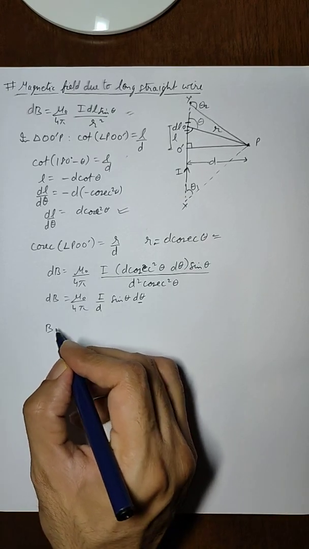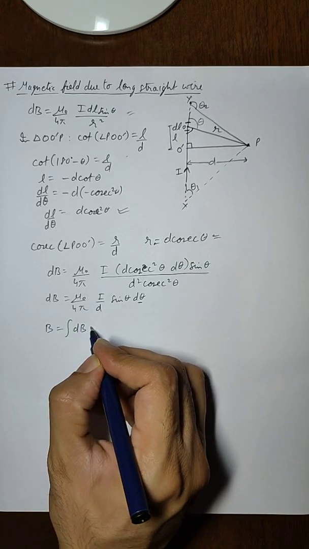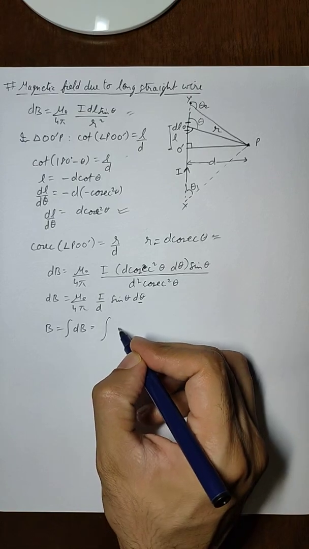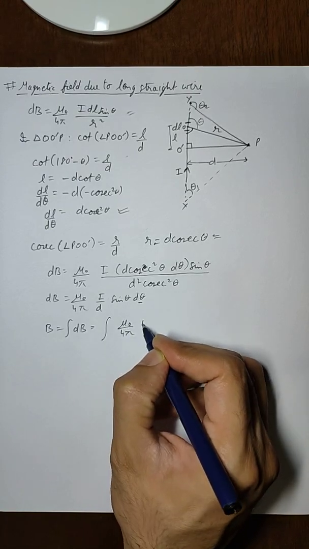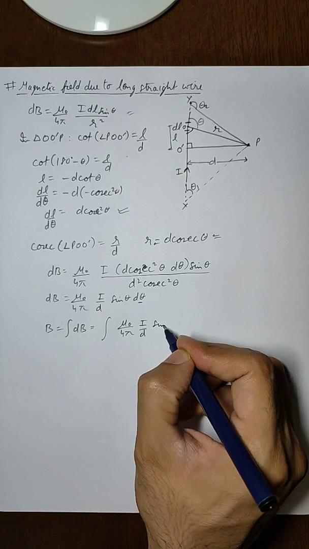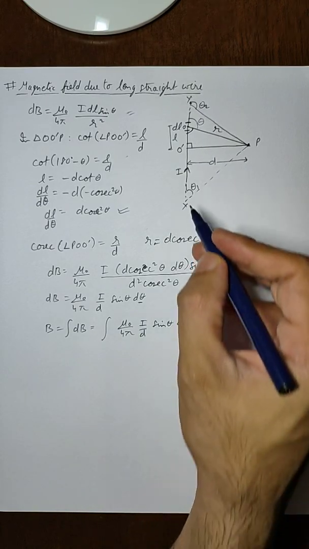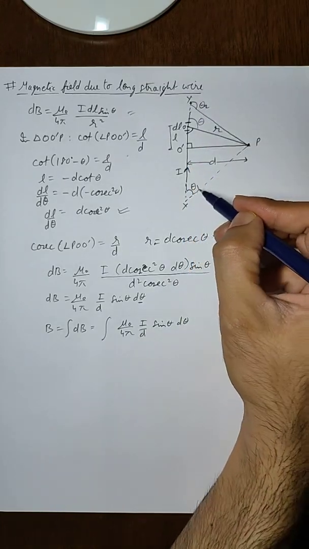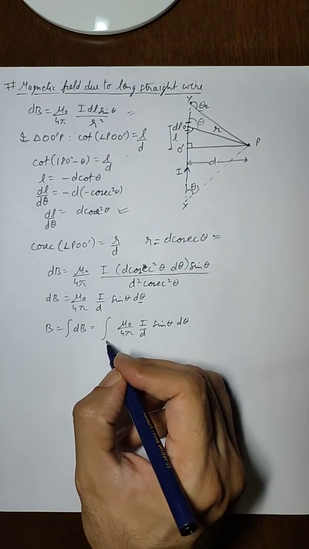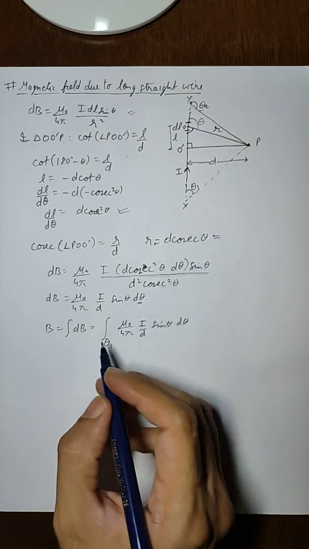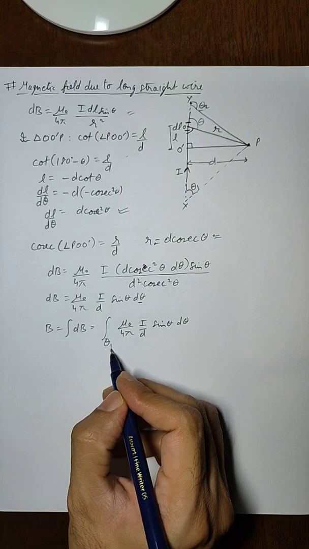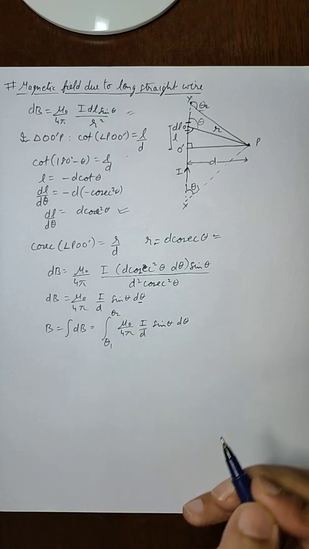So if we integrate, then B will be equal to the integration of dB, and this will be the integration of mu naught upon 4 pi, I by d, sine theta d theta. So d theta from x to y will be from theta 1 to theta 2. That means if we are moving from x to y, our initial limit of angle will be theta 1 and the final limit will be theta 2.